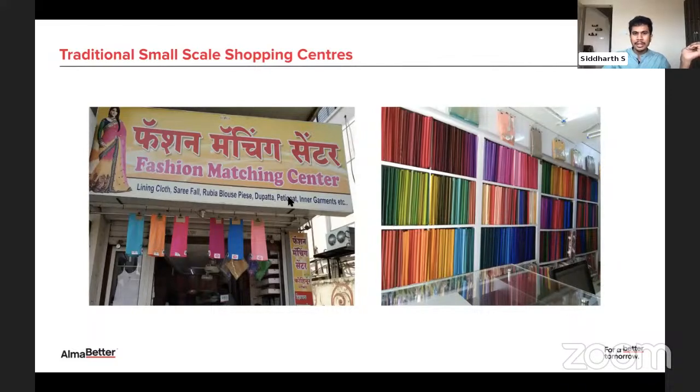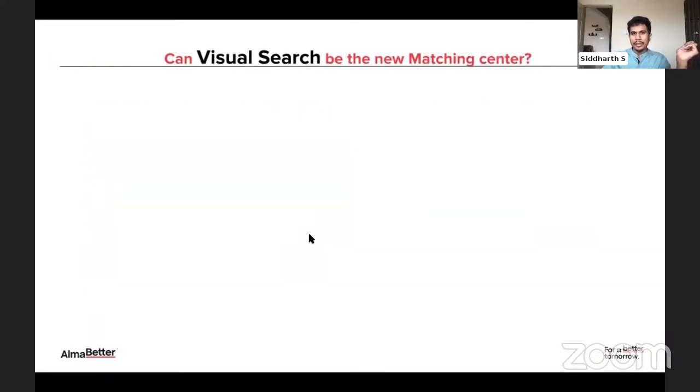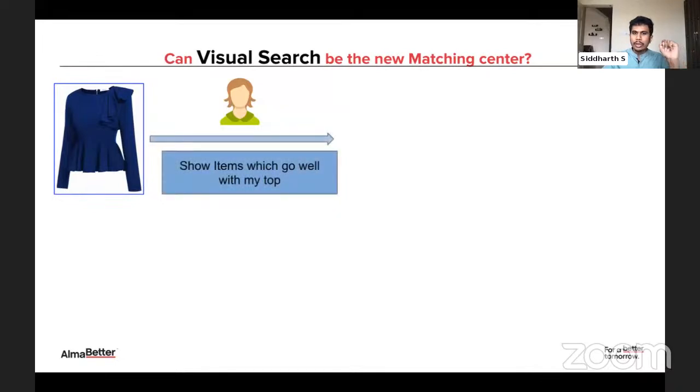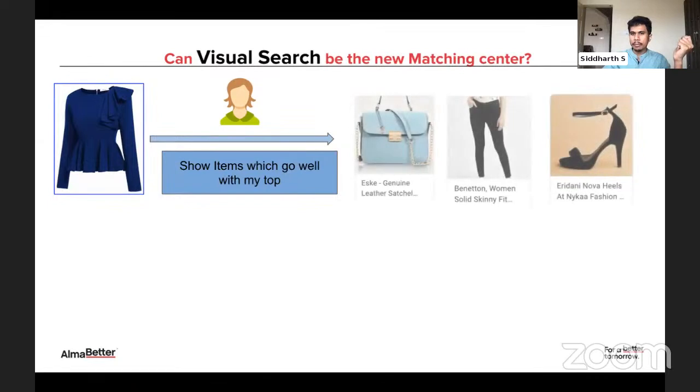So the next question is, can e-commerce replace it? And the answer is yes. The technique which is being used is visual search, which is again powered by AI. Let's suppose there is a girl who has a top. In the future, she can go to the e-commerce website and ask, show me some items which go well with my top. There's a top which I have already purchased, probably from another shop or whatever it is, but can you help me get the items which go well with the top, right?